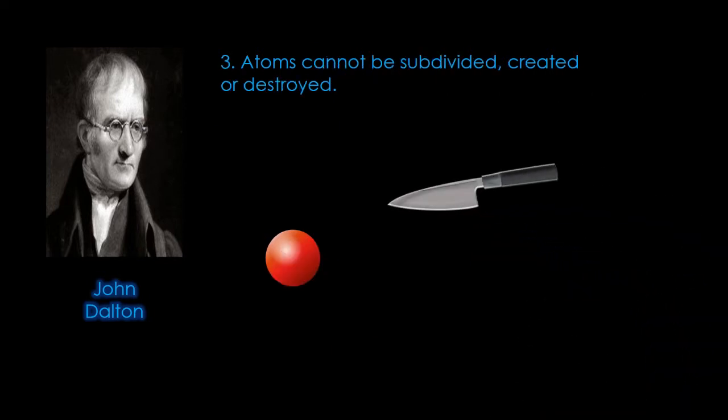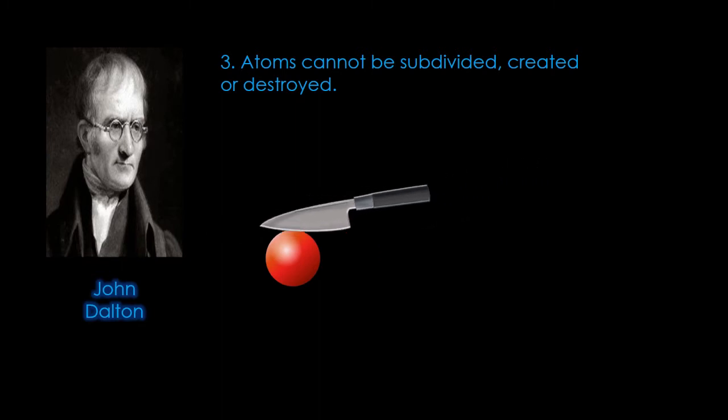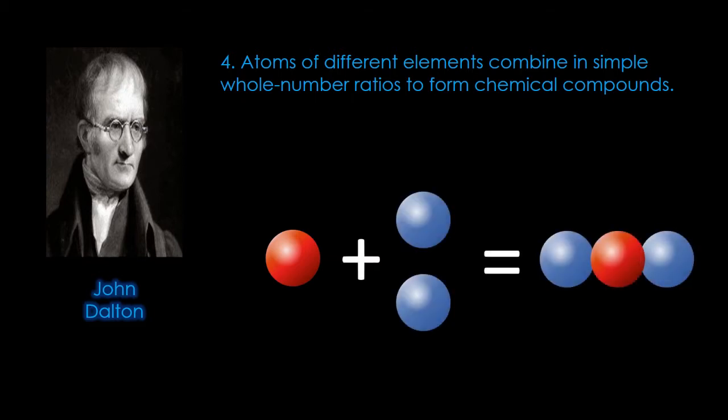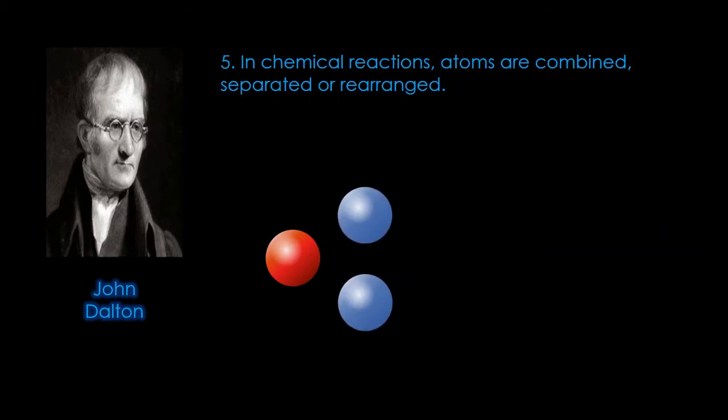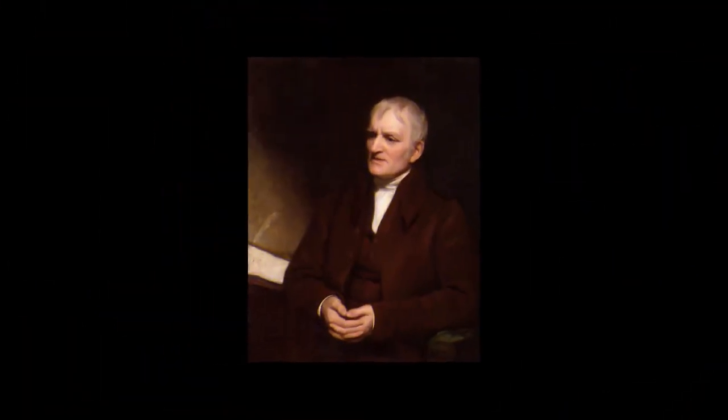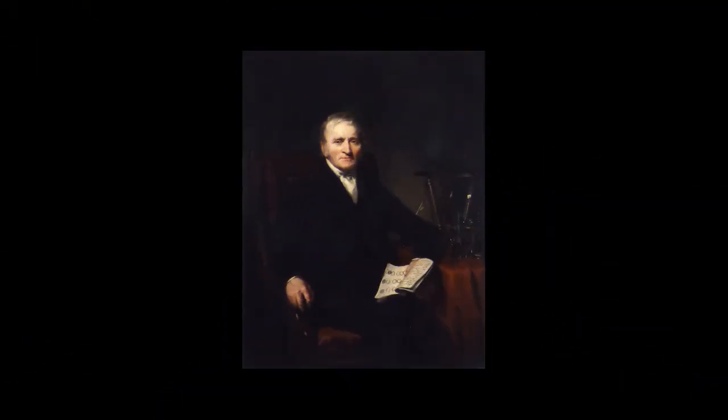3. Atoms cannot be subdivided, created or destroyed. 4. Atoms of different elements combine in simple whole number ratios to form chemical compounds. 5. In chemical reactions, atoms are combined, separated, or rearranged. Dalton's theory was accepted at its time and did answer all the existing questions. It remained unchallenged for almost a century until the discovery of the cathode ray phenomenon.